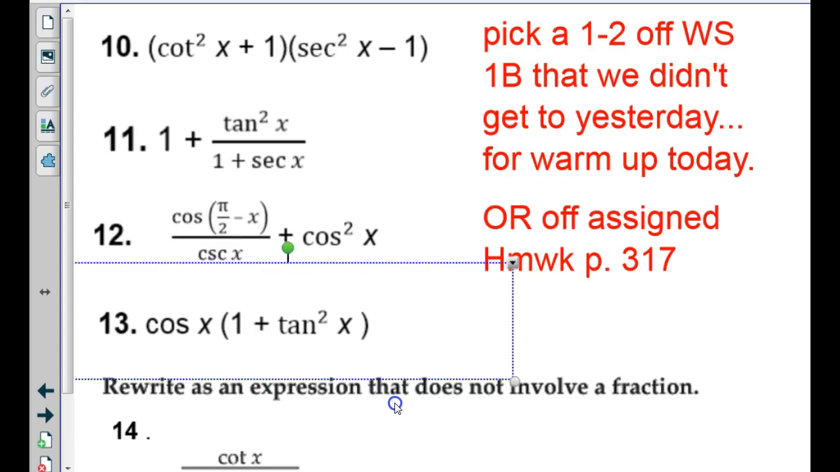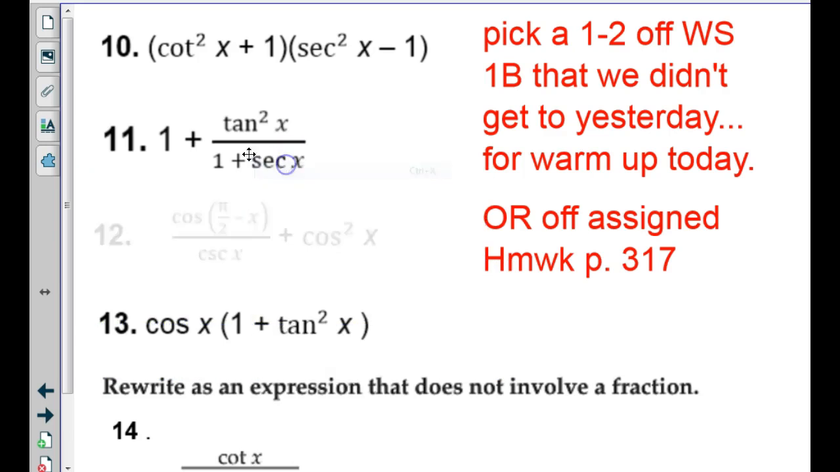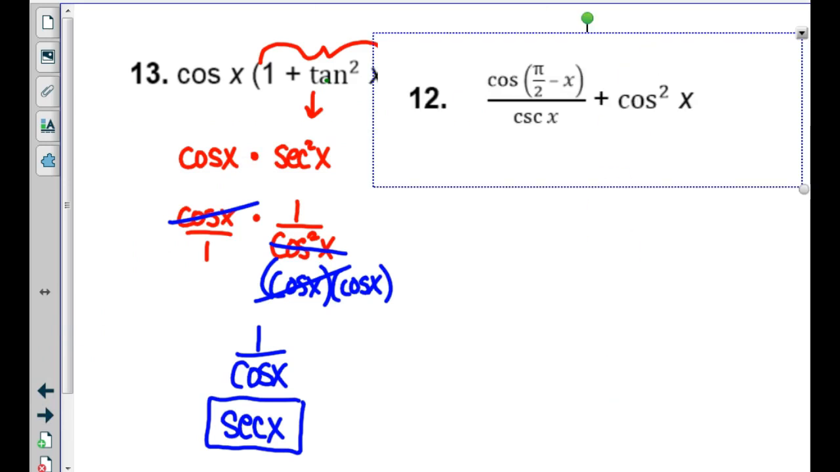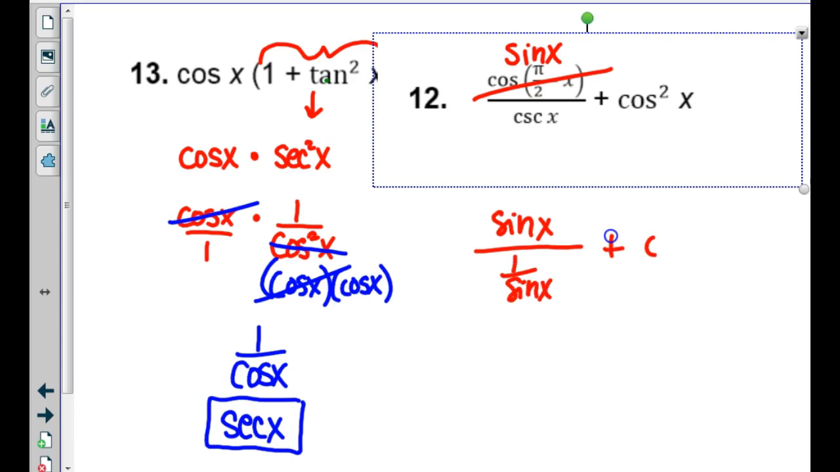Oh, I didn't assign one that had this complement of the angle. If you had it on your sheet, cosine of, this is basically 90 minus x, would become sine. It's not one you have on your sheet, but this would just be sine of x. And then you'd have sine divided by cosecant, which is 1 over sine, plus a cosine squared.